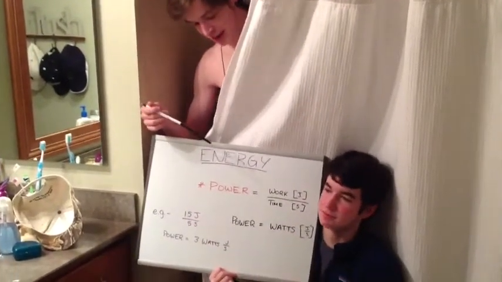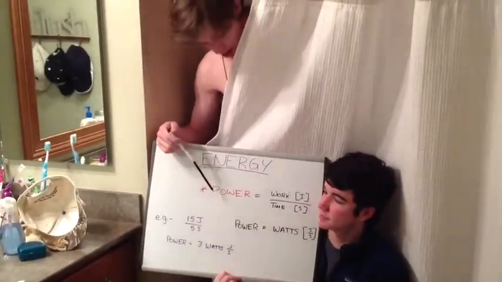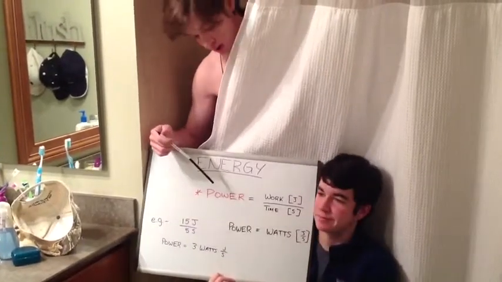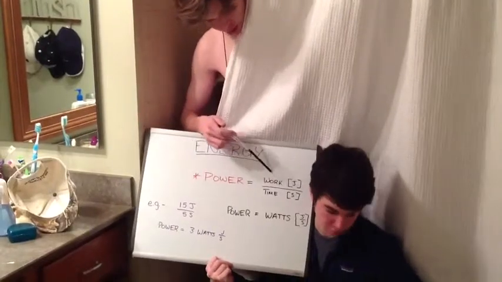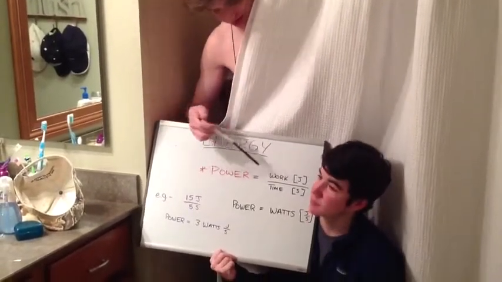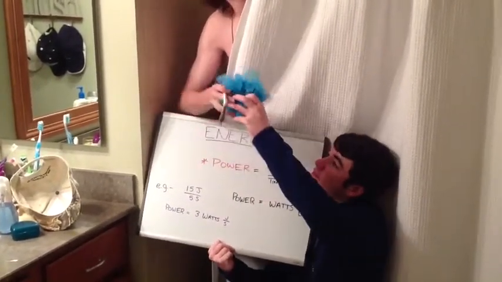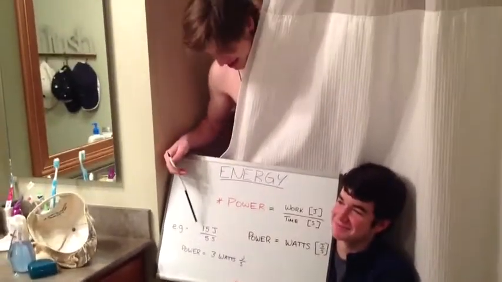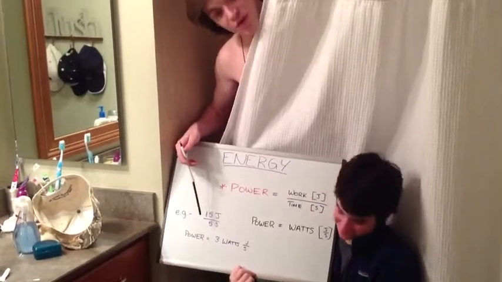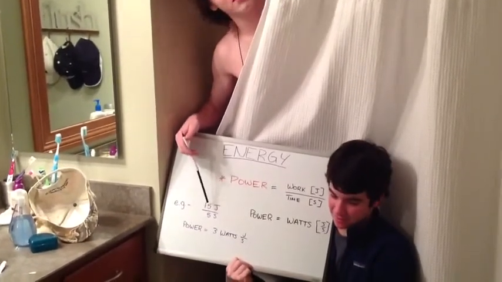The next topic in our unit of energy is power. Power is the rate at which work is done. As we learned in the last unit, work is measured in joules, and power is just joules over seconds. It's measured in watts. For example, if we had 15 joules in 5 seconds, that would be 3 watts of power.